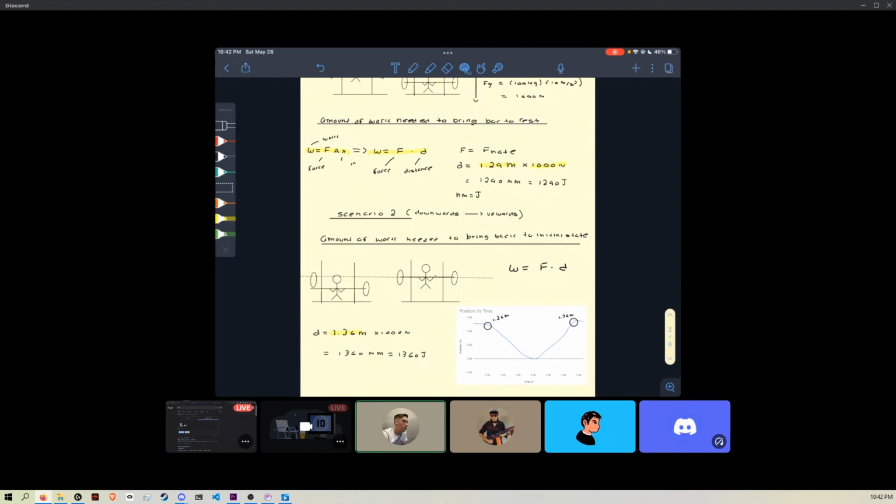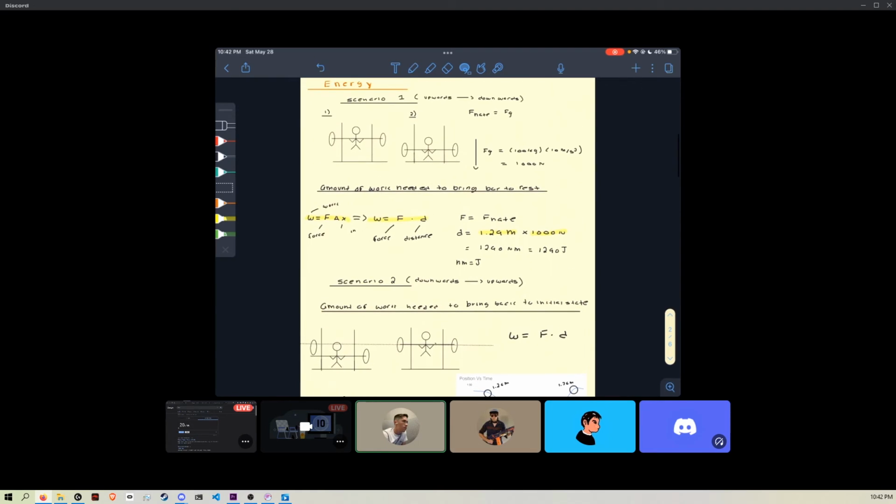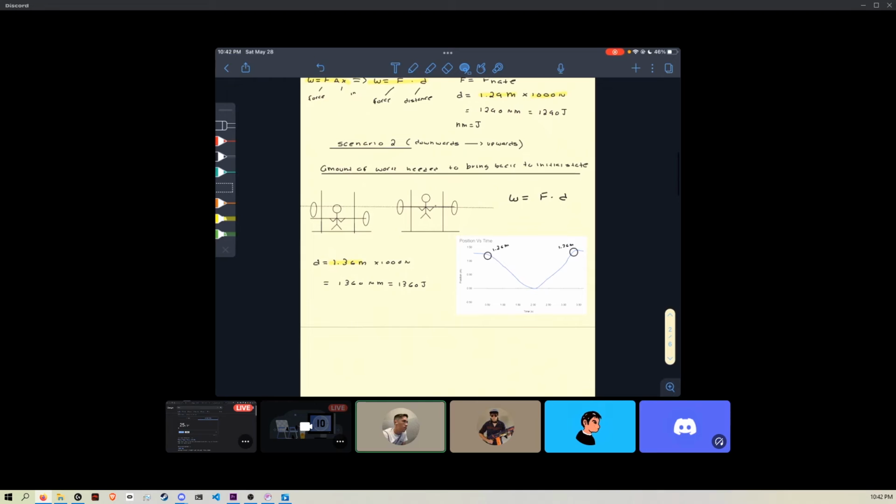So for scenario 2, in analyzing the work done by Nate, myself, from the downwards position to the upwards position, we found that I traveled a distance of 1.3 meters times 1,000 newtons of force that we calculated in our dynamics lens. Therefore, we were able to determine that the work done by myself in the upwards direction was 1,360 joules.